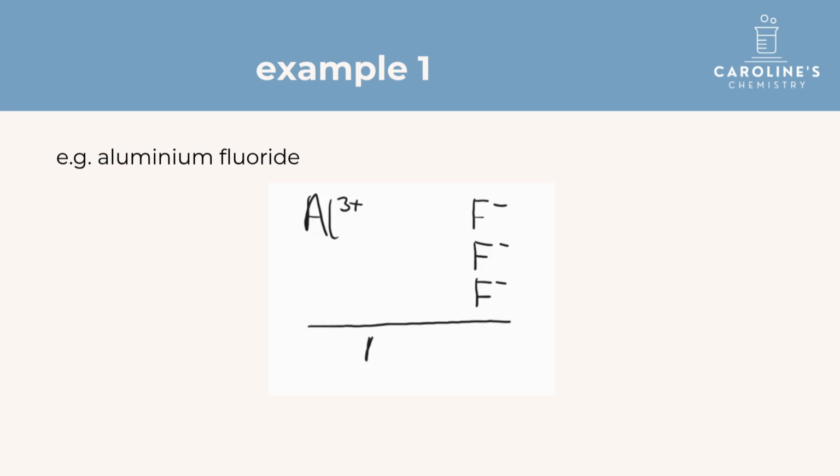We're going to write down how many ions we used to balance those charges. The aluminium ion we only used once, so we just write Al. The fluoride ion we used 3 times, so we show that with a little subscript 3: AlF3.